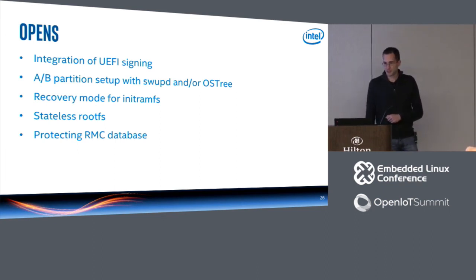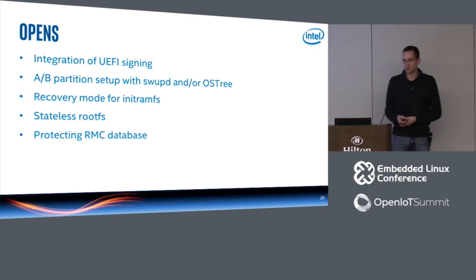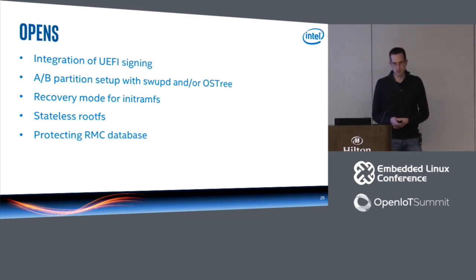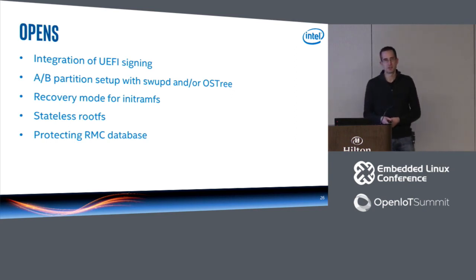Some other things are a bit more specific to the refkit or the way we are booting. There's currently no AB partition setup in general, there's no recovery mode. So with swupd, we are basically without any of the recovery features. So if we decide to stay with swupd, we need to do a lot of work on that. Same with OSTree. I think the way it's currently done, it might be a bit more secure than swupd, but you still don't have many recovery features.